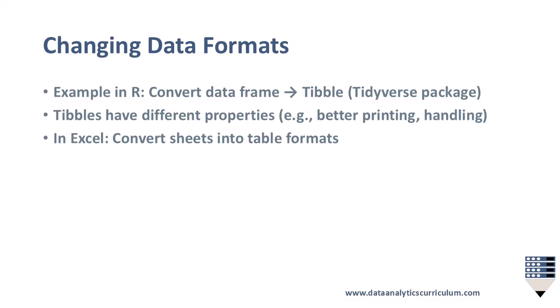Changing data formats. One example of restructuring is changing the data format. In R, this might mean converting a data frame into a tibble using the tidyverse package. Tibbles behave similarly to data frames but have some advantages, like clearer printing and better handling of large data. In Excel, you might convert a worksheet into a formal table so formulas and filters work more consistently.